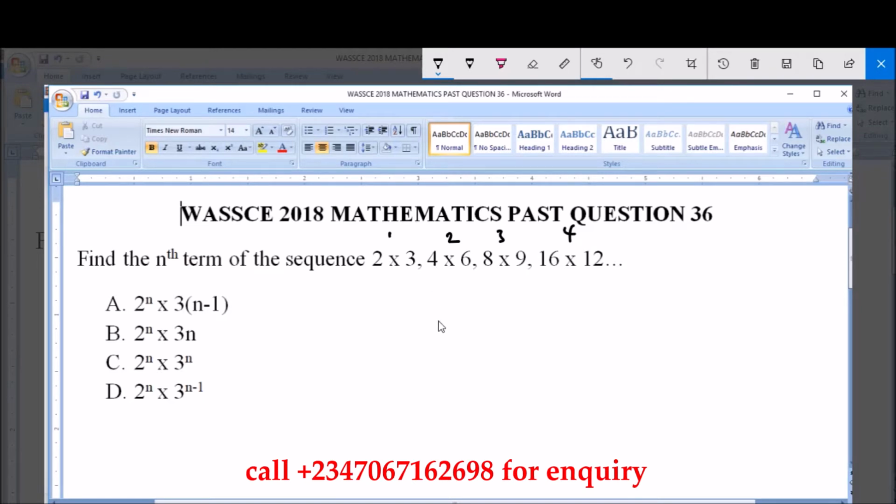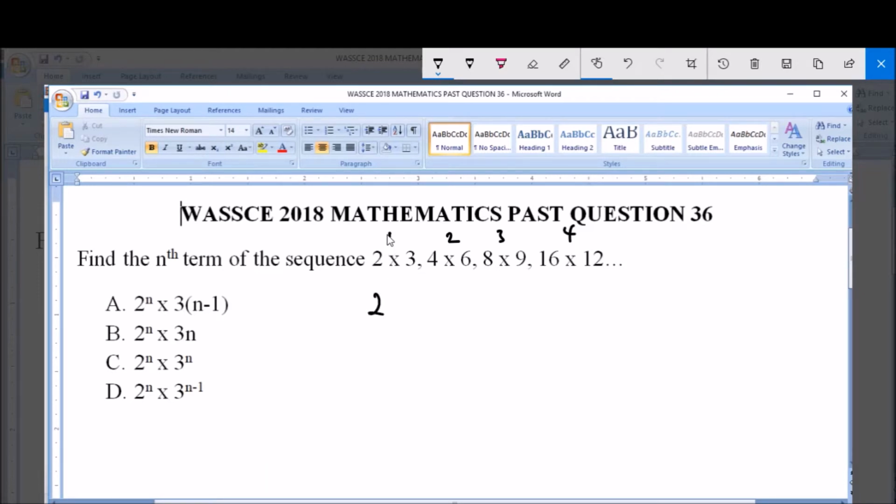Looking at the first term, you have 2, and n here is equal to 1. That means 2 raised to the power of 1 gives us 2. Likewise here we have 4, and n here is 2, so 2 raised to the power of 2 gives us 4. Same thing here, n is 3, 2 raised to the power of 3 gives us 8. And similarly here too, 2 raised to the power of 4, since n is 4 here, and that is 16. So you can see that the first numbers are powers of 2.